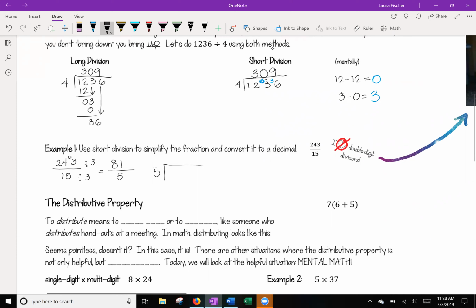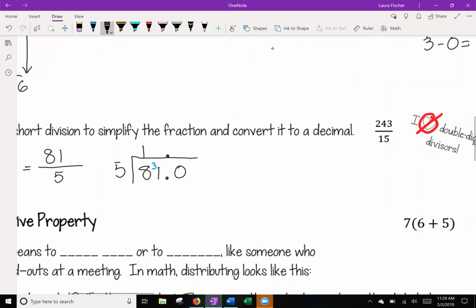And I'm going to do short division again. And I know 5 is not going to go evenly into 81 because of that second digit there. So I'm going to go ahead and put a 0, decimal and 0. I'm going to bring my decimal up. 5 goes into 8 1 time. I do the subtraction in my head. 8 minus 5 is going to be 3. I bring up the 3, and I think to myself, 5 goes into 31. Okay, 5 goes into 31 6 times.